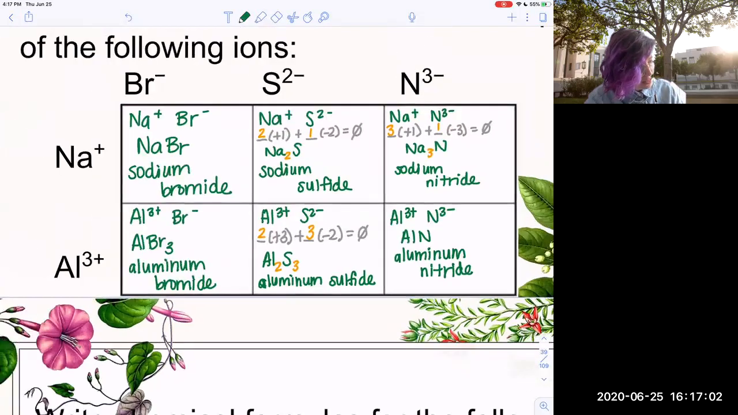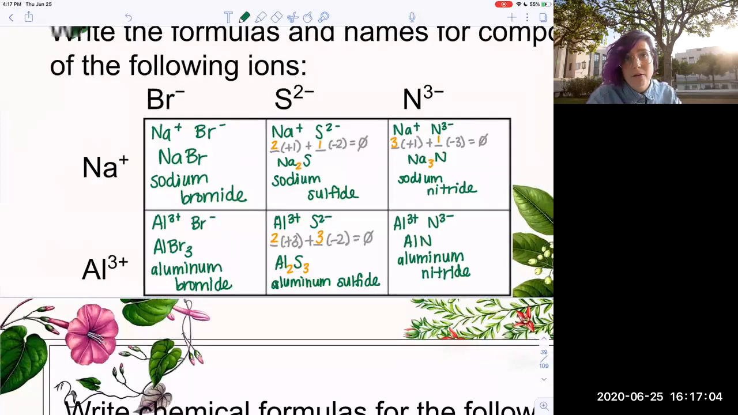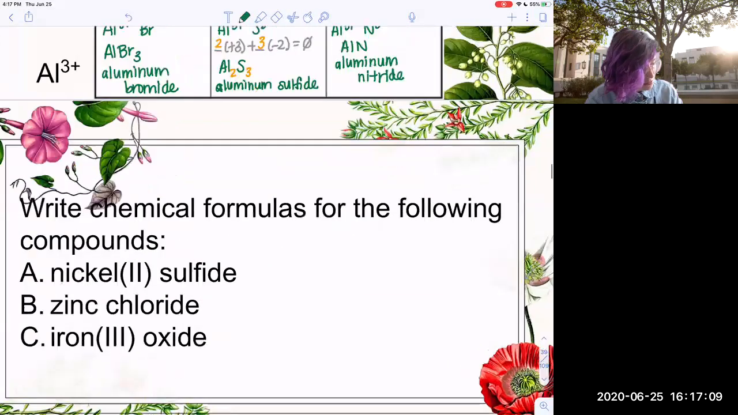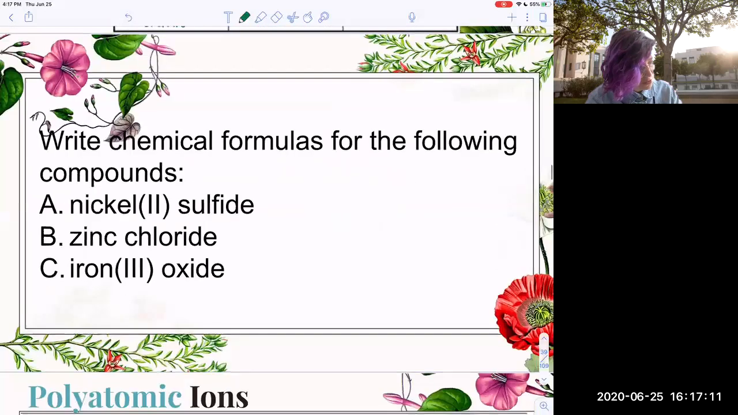Hopefully those made sense. If not, text me right now and ask for some help. We're going to do some more practice here. So tell me what the chemical formula is for these 3.